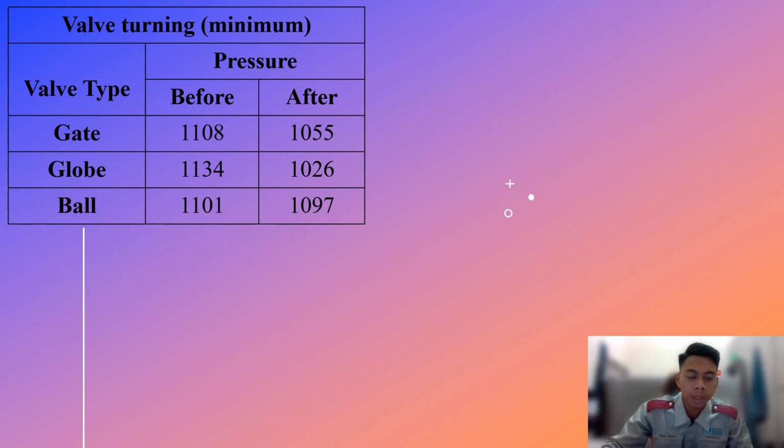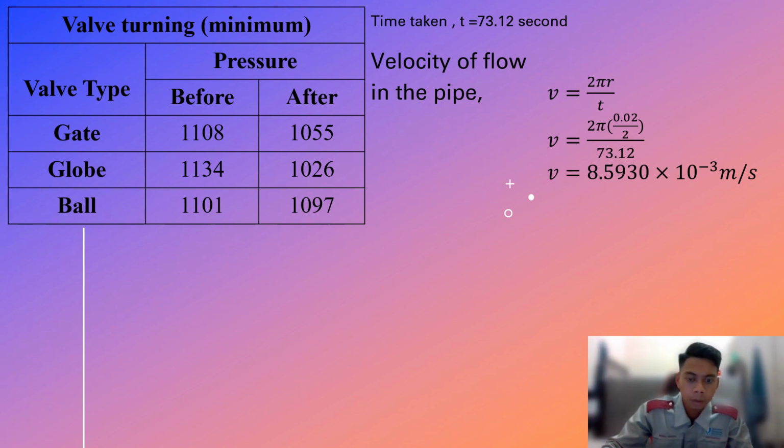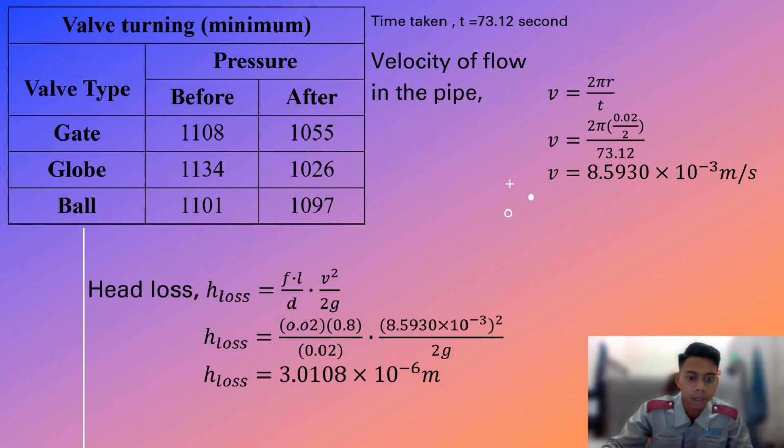With the valve turning at minimum open, the time taken for the water to fully fill the tank is 73.12 seconds. The velocity is 8.530 × 10^-3 meters per second, and the head loss we get is 3.0108 × 10^-6 meters.